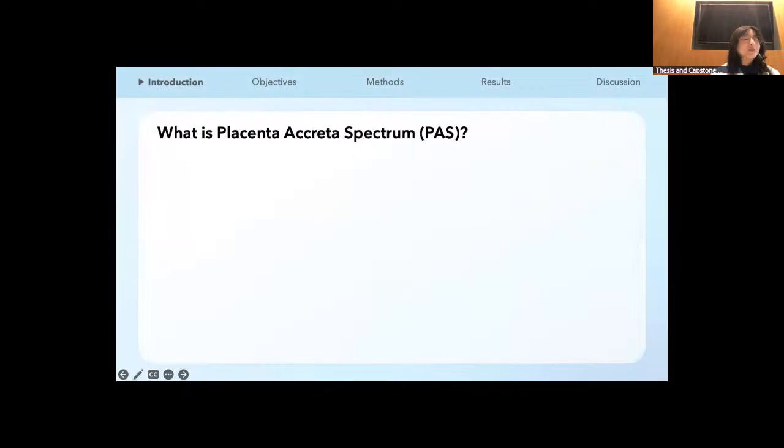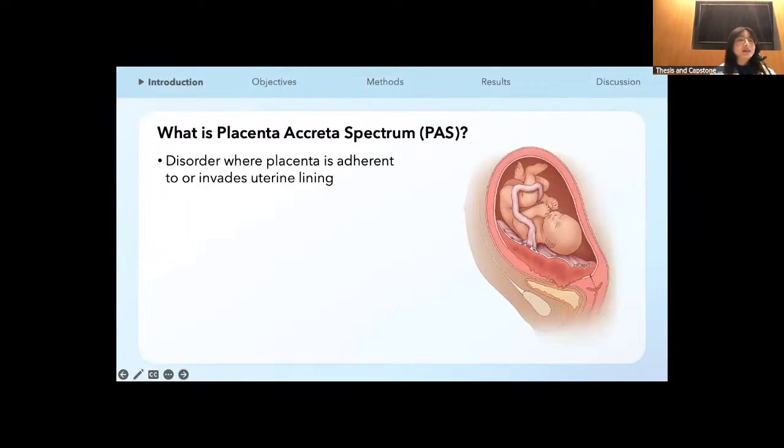So first of all, what exactly is placenta accreta spectrum, or PAS? It is a spectrum of disorders where the placenta is adherent to or invades the uterine lining of the uterus. This prevents the placenta from detaching normally during delivery.